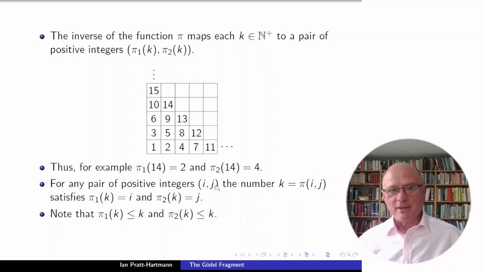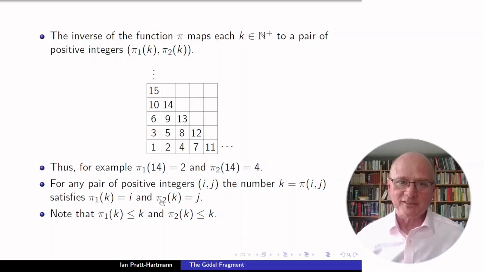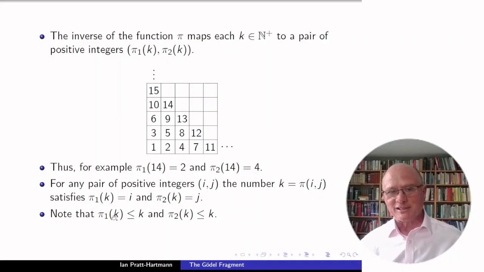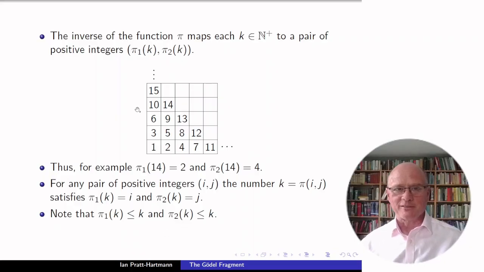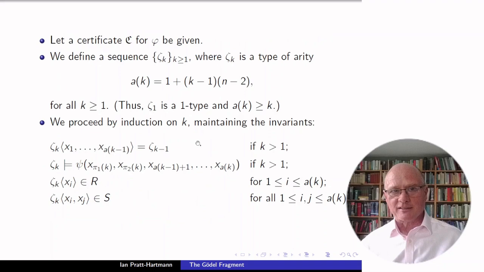So, for every pair of positive integers i and j, the number k equals pi of i, j satisfies pi1 of k equals i and pi2 of k equals j. So they're just inverses in the obvious sense. By the way, you can also easily check that pi1 of k is less than or equal to k, and pi2 of k is also less than or equal to k. You can verify that empirically with these examples here, but you can show it as well. Okay, so that's the pairing idea.